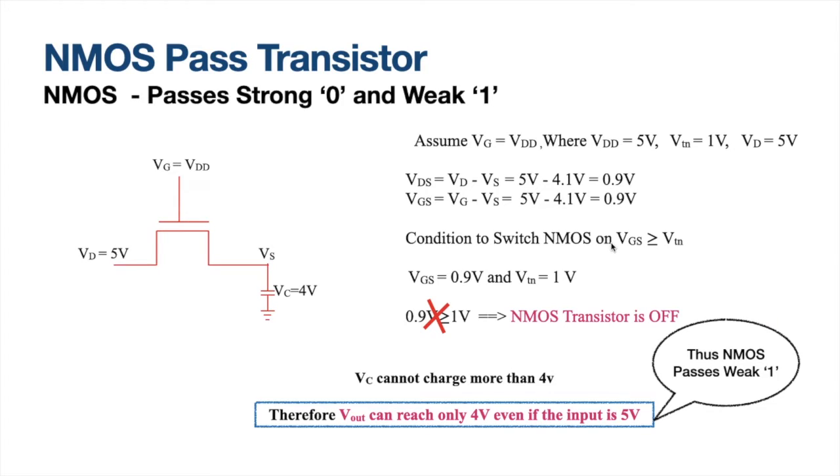Again we have to check the condition to switch on the NMOS transistor, which is VGS greater than or equal to VTN. What is VGS? It is 0.9 volts now. But the threshold voltage VTN is 1 volt.